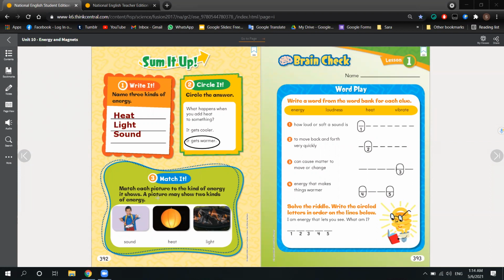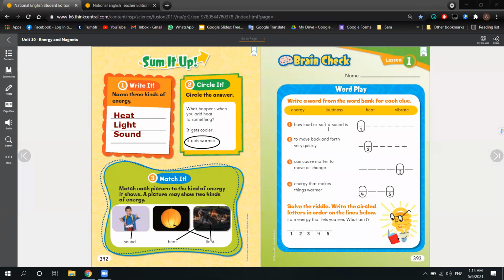Okay, now we have to match each picture to the kind of energy. Now let's do it together. We have drum or drumsticks. They make sound. Okay, what about this? Light, of course, light. Okay, the fire gives us heat and light, because here, of course, you see some light from burning wood, right? So we have this picture, it has to be with heat and light, okay? Pay attention to this.